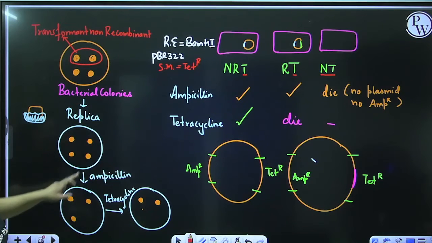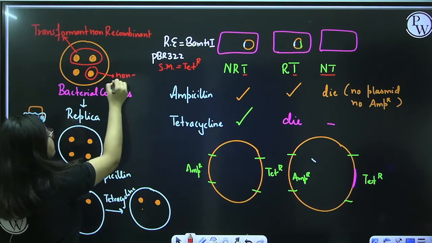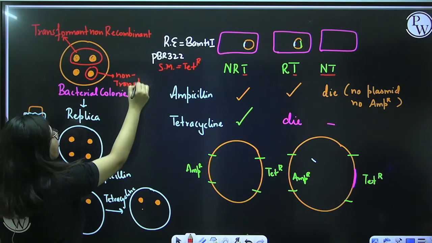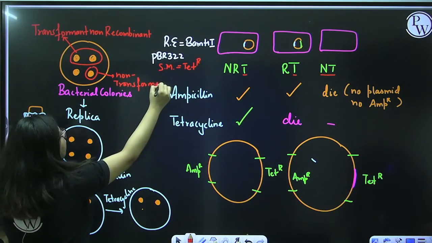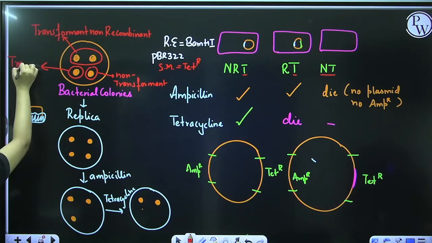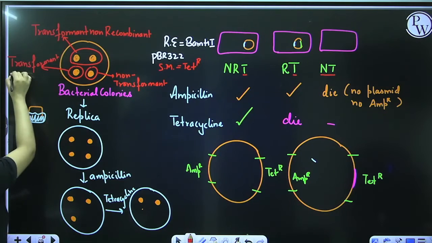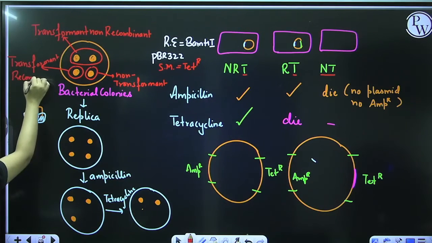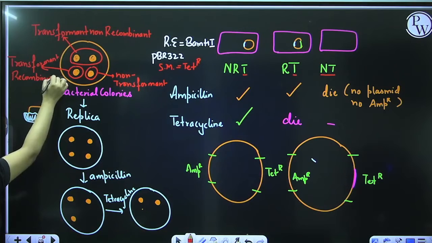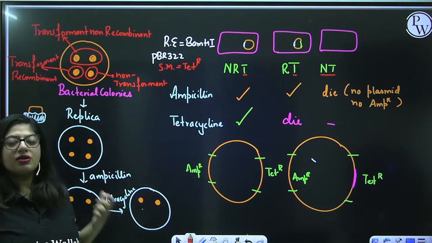Whereas the first colony to die was this one. This was non-transformant. This is the one which does not have any plasmid at all. And this colony, the last one, is the one that you need to grow further. This is transformant recombinant, because this has your foreign DNA. So now you got to know why we took the replica of the original plate, because the one which dies is the one which we need.